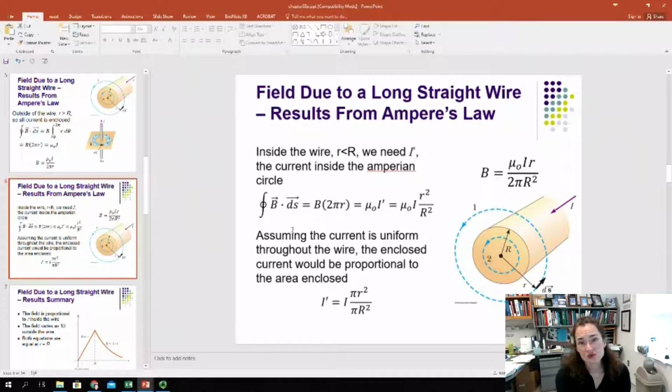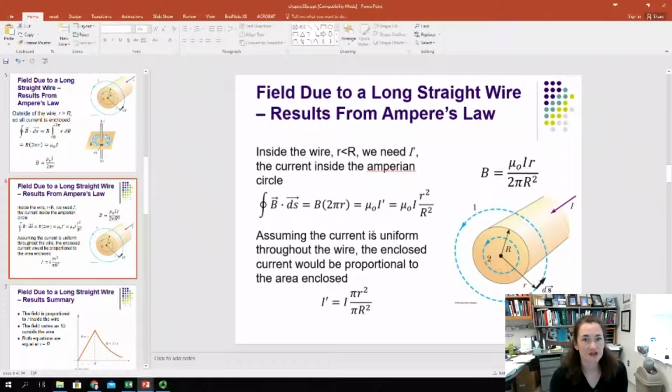Now, this is going to equal times 2 mu naught times I enclosed, where I enclosed would be the amount of current enclosed by that Amperian loop. Now, in this case, we are not enclosing all of the current. We're only enclosing a fraction of the current. So I'm going to call the amount of current that we're enclosing here I prime.